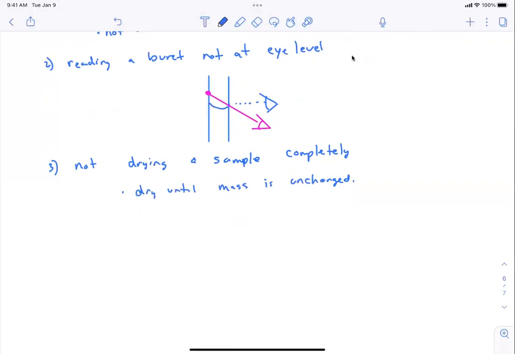So you heat, cool, mass, heat, cool, mass, heat, cool, mass until the two masses don't change. Because when they don't change, then you can assume it's completely dry.